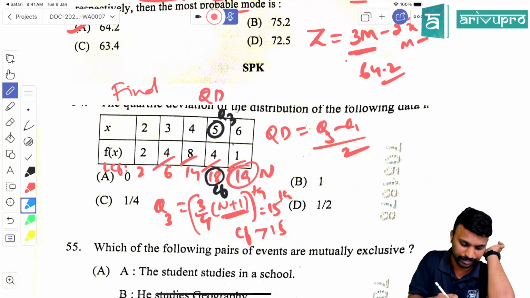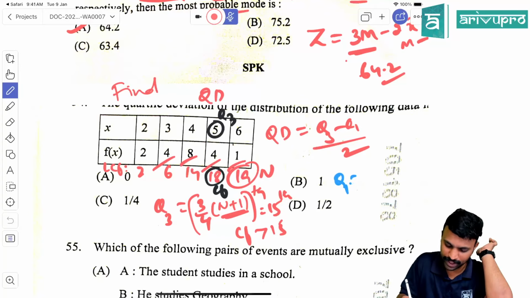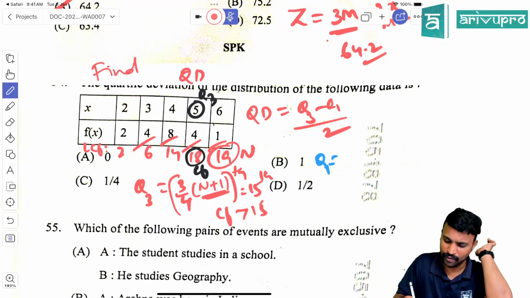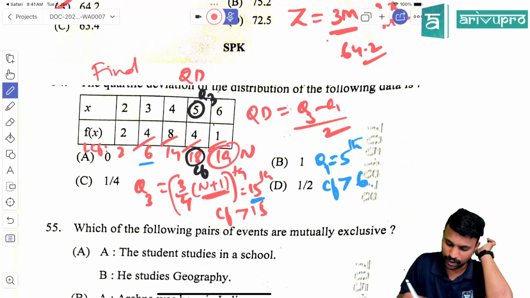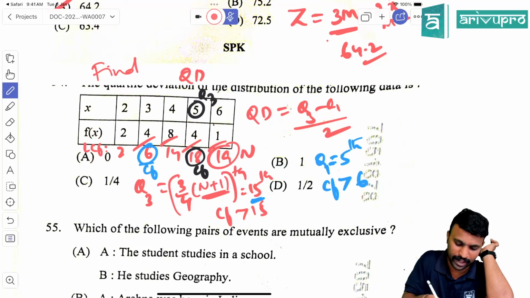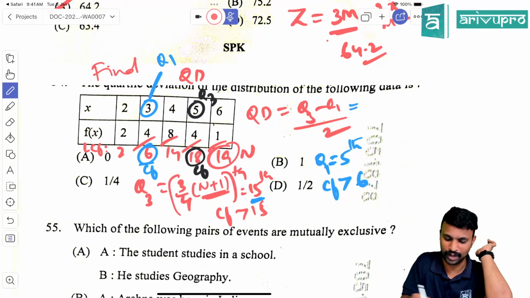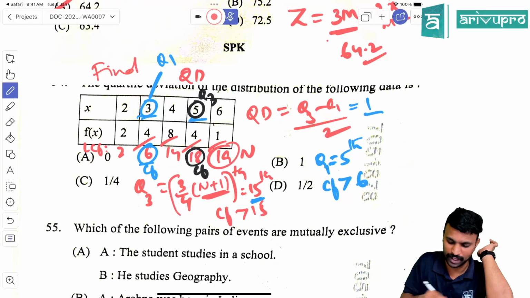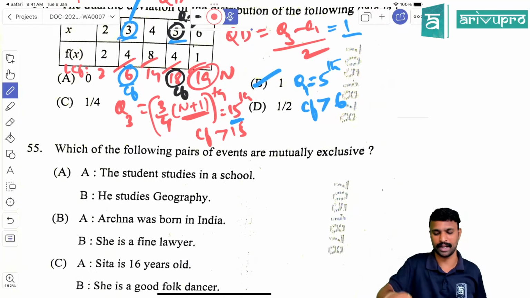Similarly, for Q1, what is Q1, guys? 1 by 4 into (capital N plus 1), which is 1/4 of 20, which is the fifth value. Fifth value means the CF should be just more than 5, that means 6. So this is the CF for Q1, and the corresponding X value is Q1. Now we need (Q3 minus Q1) by 2. So Q3 is 5, 5 minus 3 is 2, 2 by 2 is 1. So the quartile deviation is 1. Option B is the right answer.